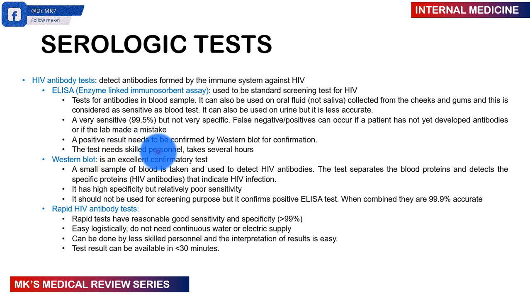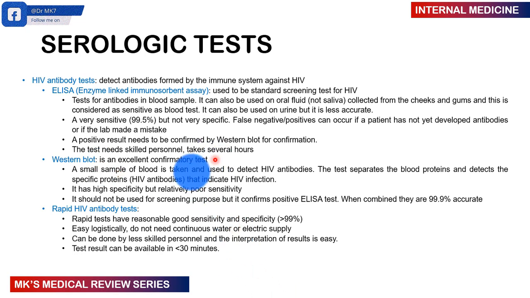The reason why we use this for confirming is because it's highly specific, but it's not so sensitive. So it means that you may test a lot of people and you may not be able to pick up that they have HIV. So it's not so sensitive. That's why we use the ELISA as a screening test as the preliminary. Then once we get a positive result with this, then we go and do a Western blot. Both of these tests are pretty much checking for antibodies.